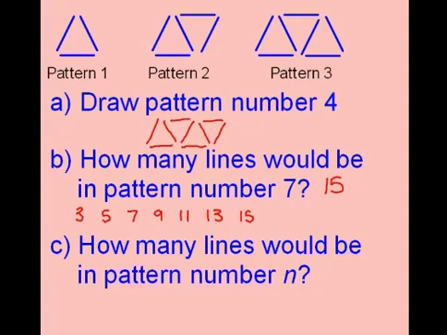Now looking at the structure of the patterns, I can see that I'm adding on 2 sticks every time. So I've got 1 lot of 2 plus 1, 2 lots of 2 plus 1, 3 lots of 2 plus 1. So for the nth pattern, I will have n lots of 2 plus 1. And I write this as 2n plus 1.